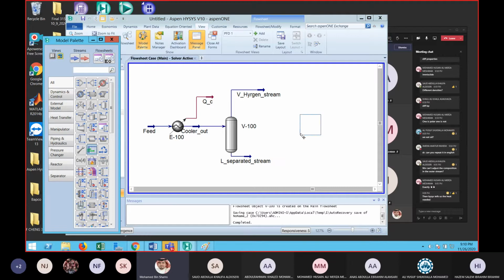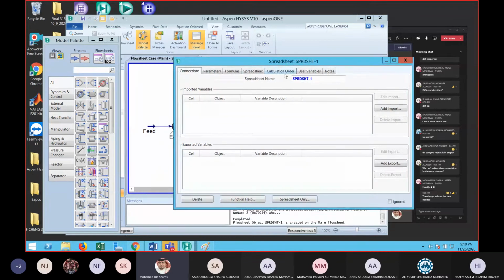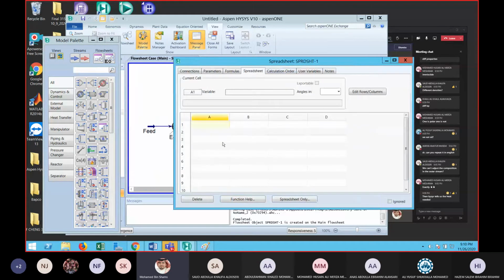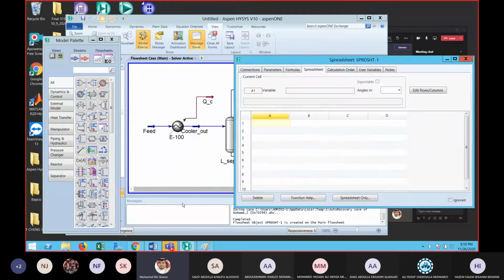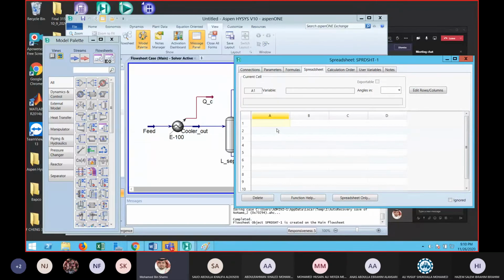Okay, the spreadsheet is like Excel. This is a button here called the spreadsheet. In the spreadsheet, when you double click, you have something like Excel. So the calculation that you have seen me write here, I can write inside. The first column you can use just for comments, whatever you write so I know what I entered. It's exactly like Excel.